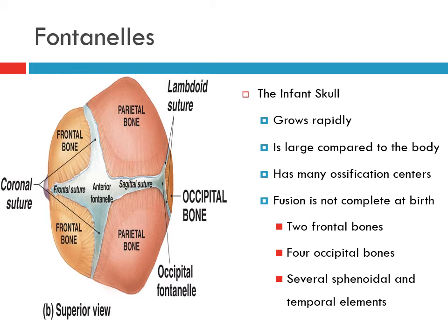As the skull develops in infancy, it grows really rapidly, and it begins with multiple different bones. They begin as dermal bones, so they have many different ossification centers within the dermis. You can see that your frontal bone here is showing you 2. I believe you start with 2 frontal bones, 4 occipital bones, and multiple sphenoidal and temporal elements that all eventually grow together.